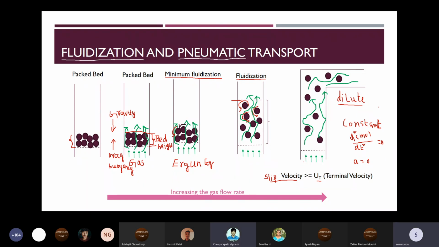Understood? Okay, sir. Yes, sir, got it. In dilute, slip velocity will be very high than terminal velocity. Very high means 10 to 15 times or more. In case of dense, it will be close to terminal velocity, that may be 2 times or 3 times the terminal velocity.